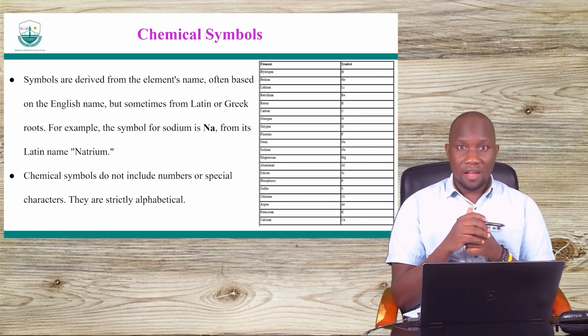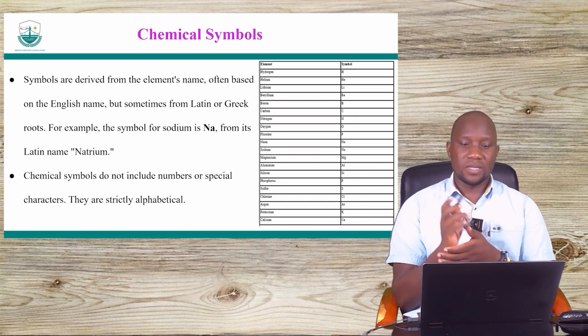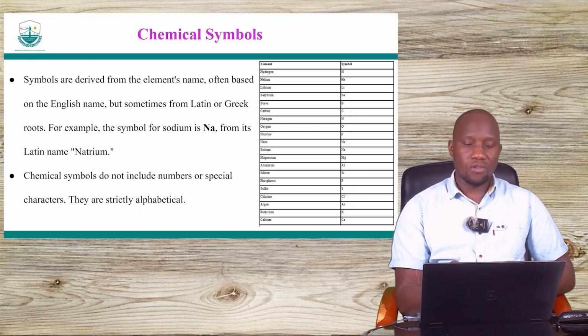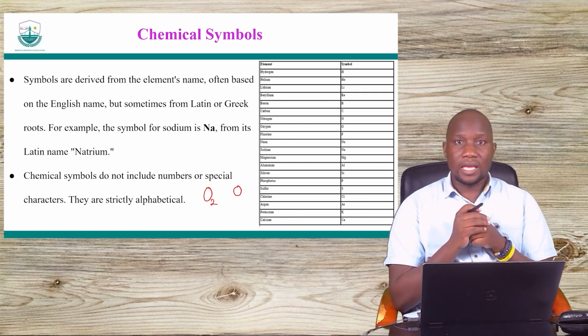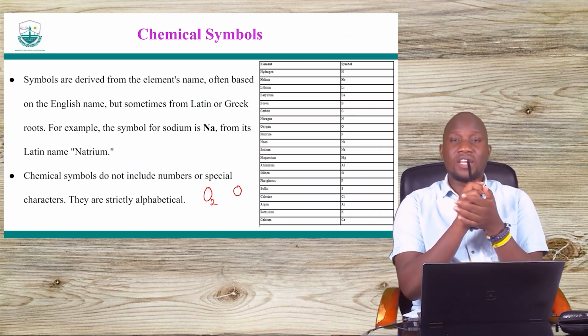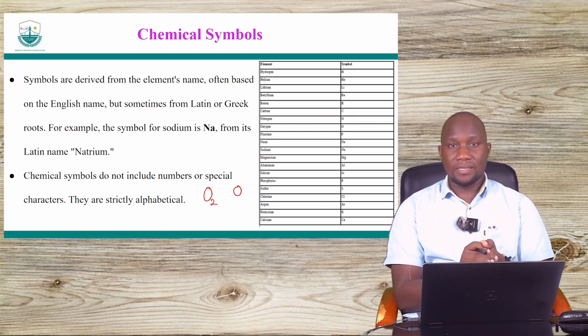They do not have numbers. The symbols don't have numbers. If we ask you in the exam, write the symbol for oxygen, you cannot write like this. No, please, that's not right. The symbol of oxygen is capital O, like that. It does not have any figure, and it does not have any special characters.